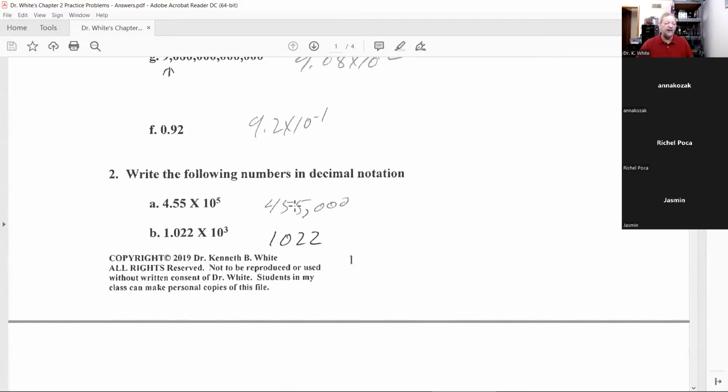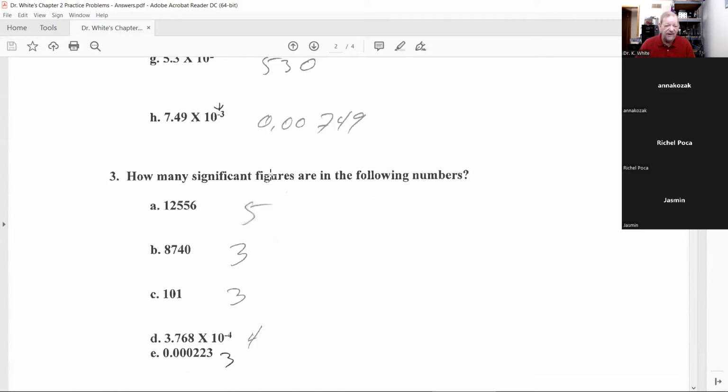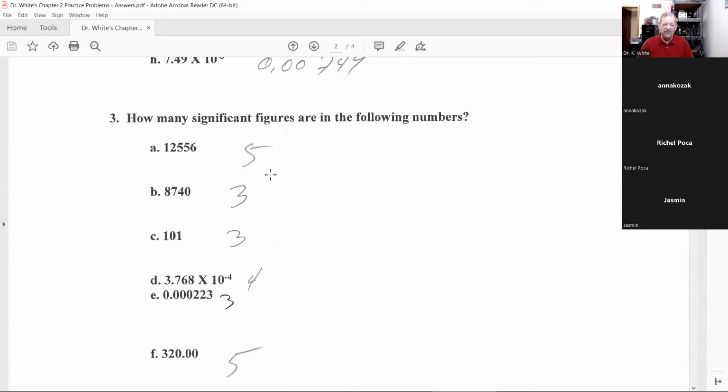All right, now listen carefully. Dr. White's lazy, and I just was too lazy. Ignore number 2. I didn't go through with this, and in my class, you're never going to have to write a number in decimal from scientific. The other way you will have to do, so ignore problem 2. But let's go to problem 3. And the question is, and this is a skill you should have, how many significant figures are in the following numbers.